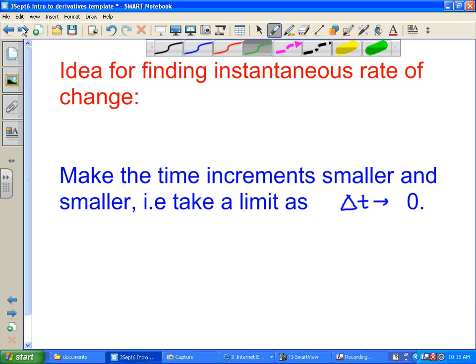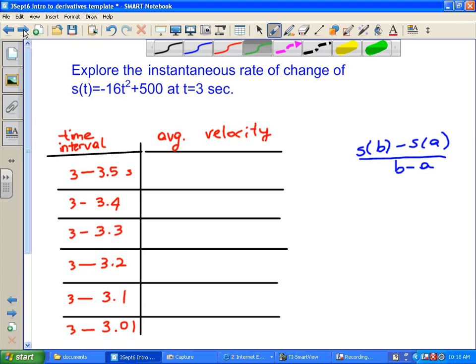So for example, if you're trying to find the velocity at exactly the third second, let's say we have this function. This is the distance function. S of t equals negative 16t squared plus 500. Is there anybody who's taken physics in this class? Do you recognize this formula? It represents distance from the ground at any given moment t, and initial velocity is 0, it's free fall, it's been dropped, and the initial height is 500.